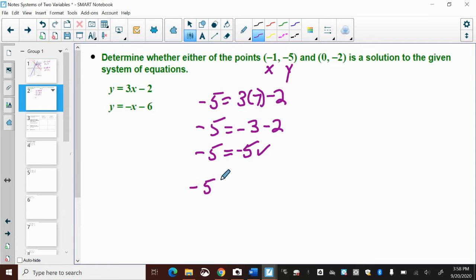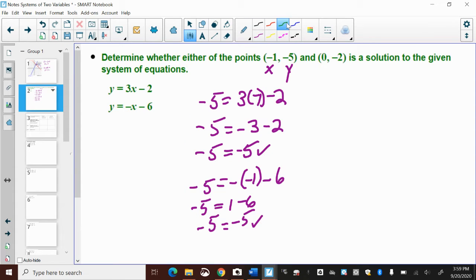Negative 5 is equal to negative 1. The first negative here is in the equation, that's this one, and then we're replacing x with negative 1, minus 6. Two negatives become a positive. So we get minus 5. Again, it's equal to minus 5. Check. So we can definitely say that negative 1, 5 is a solution.